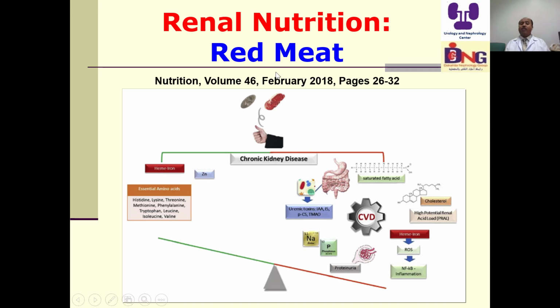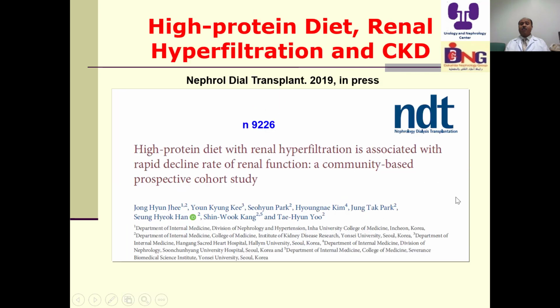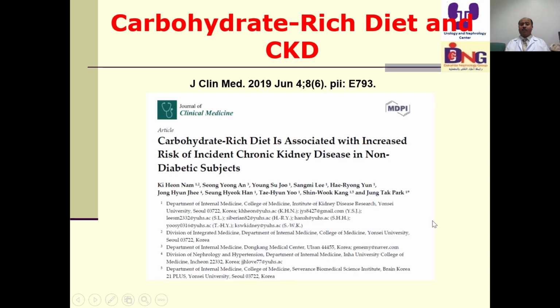Regarding red meat, is it friend or foe, good or bad for patients with chronic kidney disease? The only benefit is the inclusion of essential amino acids. But as you see, the balance is tipped toward the harm because of a lot of salt, phosphate, and acid load. So we advise against red meat for these patients. A high protein diet is toxic to the kidney and associated with hyperfiltration.